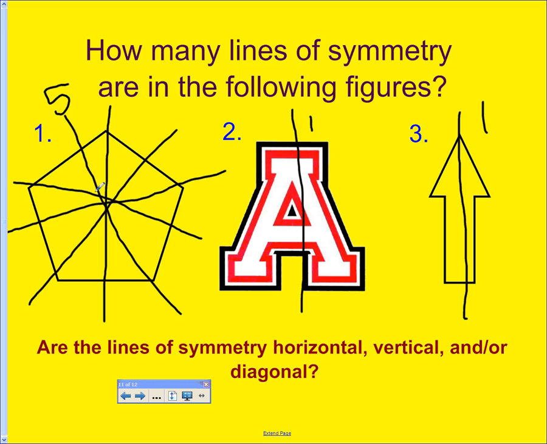So on the pentagon I had horizontal, vertical, and diagonal. On the A it was all vertical, and on the arrow it was all vertical.